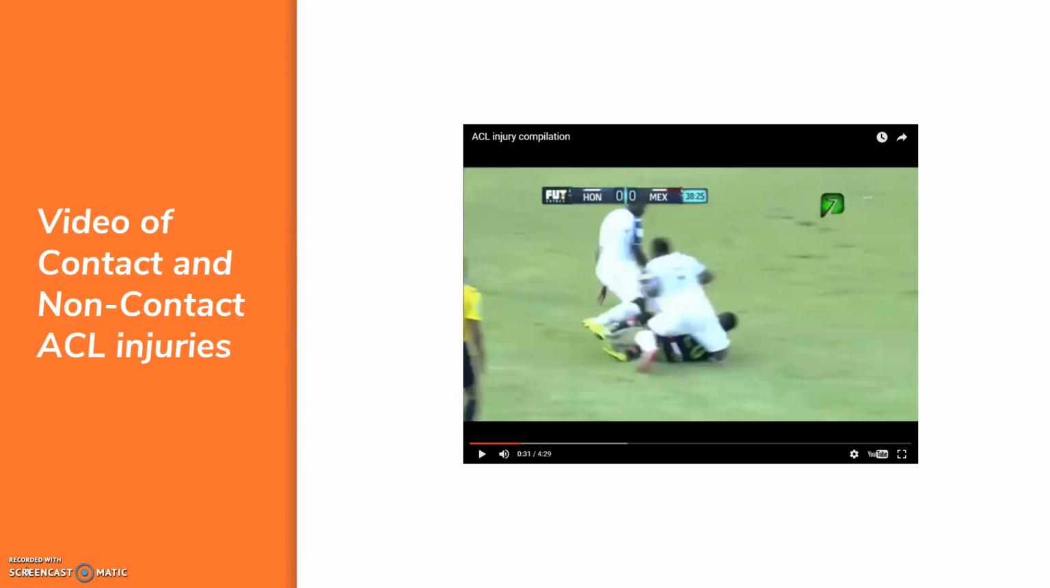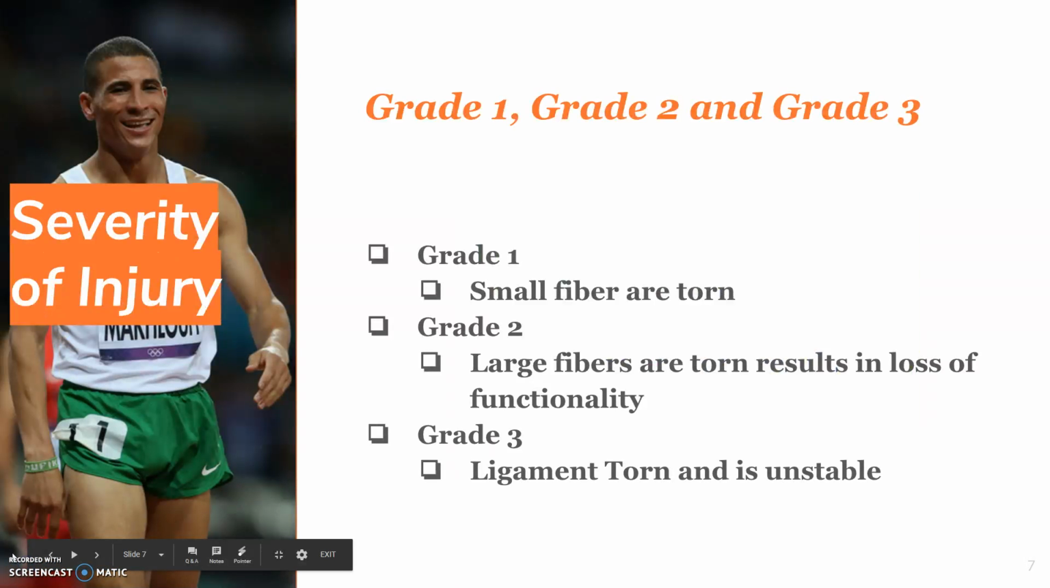Well, there you have it, a video of contact and non-contact ACL injuries. So there are different grades of the severity of injury. Grade 1, a small number of fibers are torn, resulting in some pain of the joint. The function of the knee will stay normal.